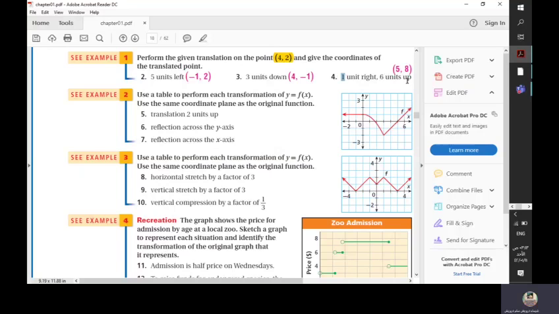Complete: 6 units up. Up means coordinate Y. Change in coordinate Y. So for 2, now the change is positive or negative? Up, so I will use positive 6. So 2 plus 6 will be 8.